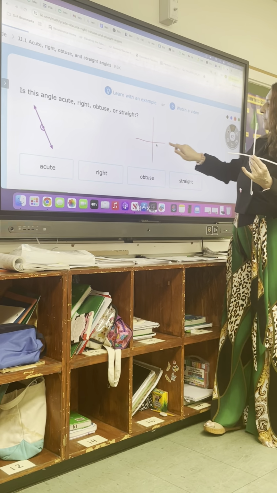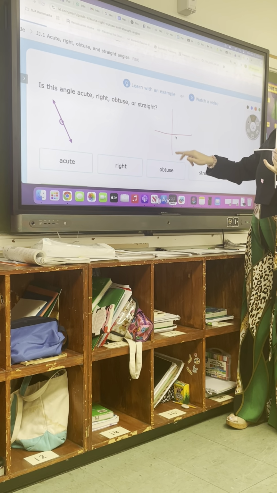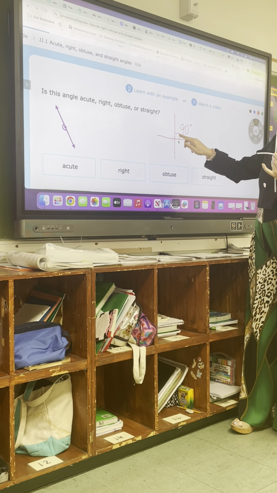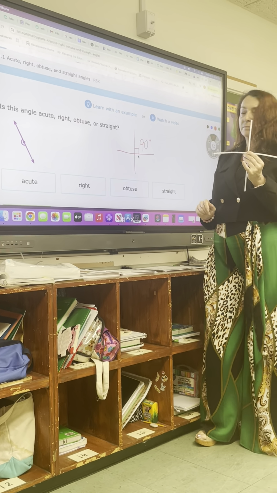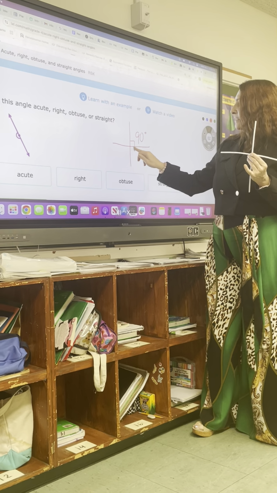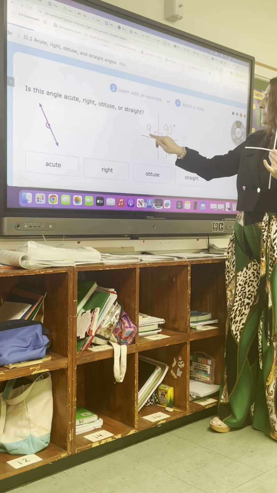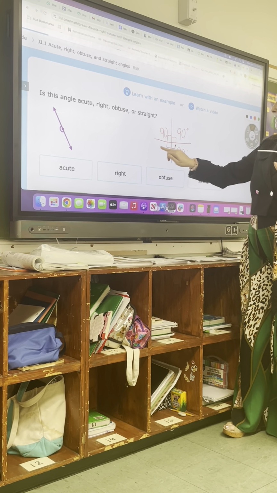So we have it like this. These are called perpendicular, and this is 90 degrees. And 90 degrees usually is marked with a little square over here, right? So this is 90 degrees, this is 90 degrees, this would be 90 degrees, and this would be 90 degrees.